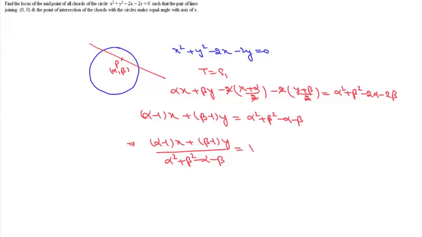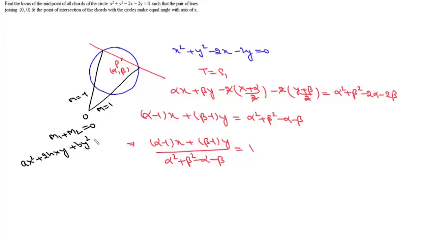Now it says we have to find this locus such that the pair of lines joining the origin to these points of intersection make equal angle with the axis of x. That means the slope of one line will be plus 1 and the slope of the other line will be minus 1. In that case, m1 plus m2 is equal to 0. And we know that in the equation of a pair of straight lines, ax square plus 2hxy plus by square, this sum is 0 if h is 0. So basically we need to find the equation of this pair of straight lines, and in that equation we have to put the coefficient of xy as 0.